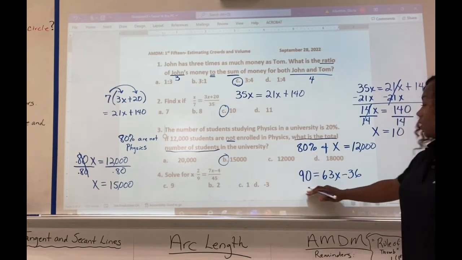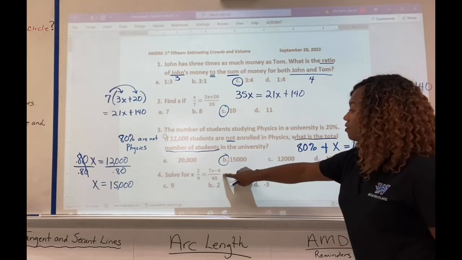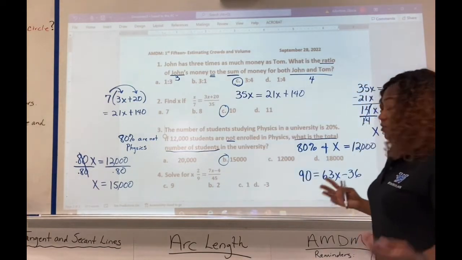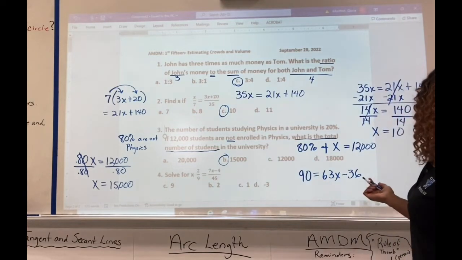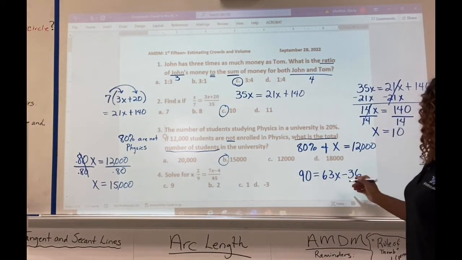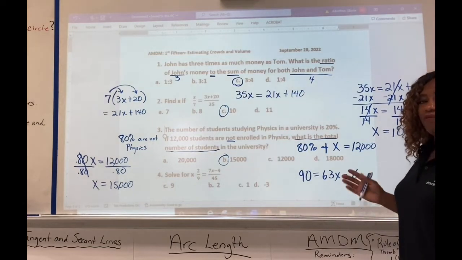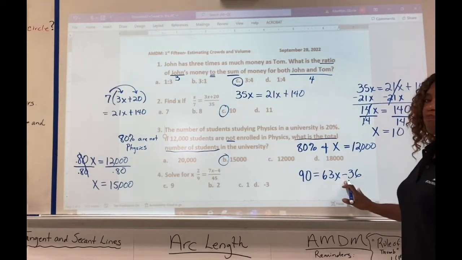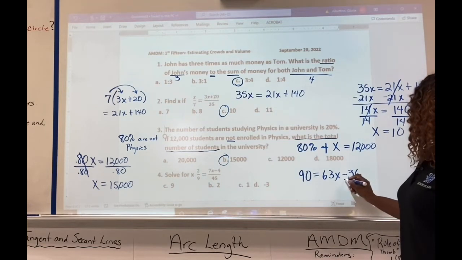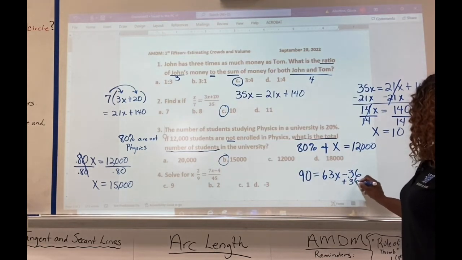So this is the equation that we have ascertained from number 4. So let's solve for x, because that's what we're trying to find. Since this is a two-step equation, the first thing I want to get rid of is my constant. A constant is a number that does not have a variable with it. Since it's a minus 36, I need to do the inverse of that, which is a plus 36.